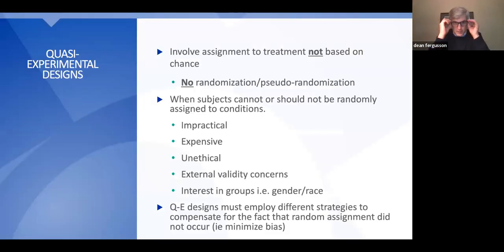Quasi-experimental designs involve assignment to treatment, but it's not based on chance. So there's no randomization. The investigators still manipulate when the intervention is introduced, but it's not due to random chance. And so they're highly practical when we can't randomize, when it's just infeasible to do.